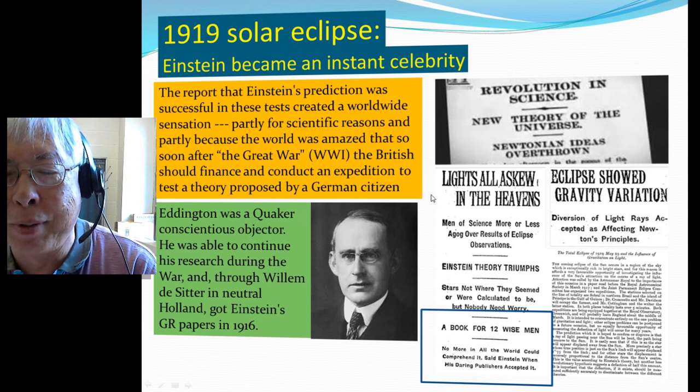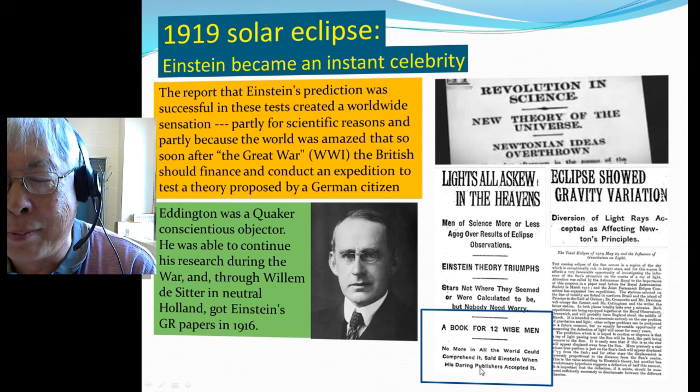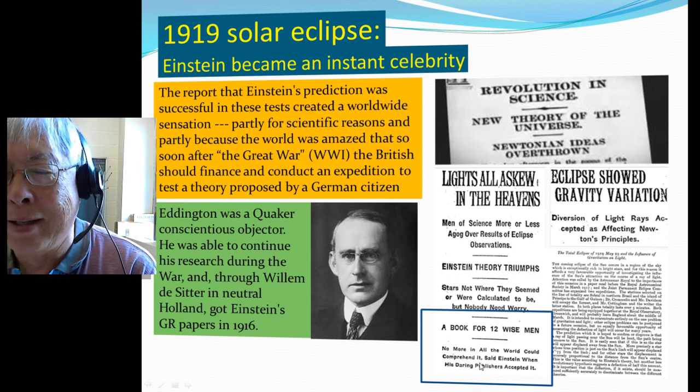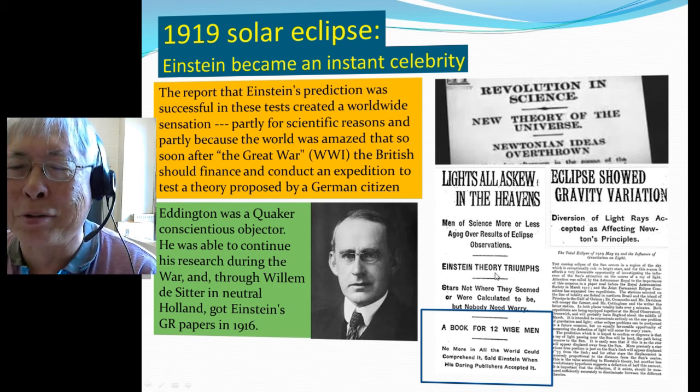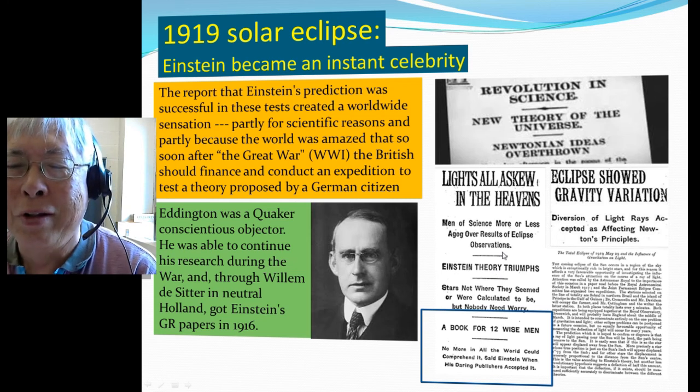And you notice the newspaper here has a book for 12 wise men. No more in all the world could comprehend it, said Einstein, when his daring publisher accepted. Well, that's the start of this hoopla, saying this GR is so difficult that only a few persons in the world would ever understand it.